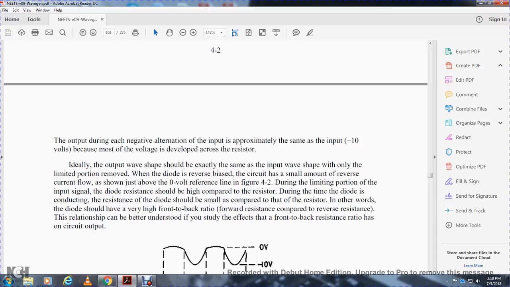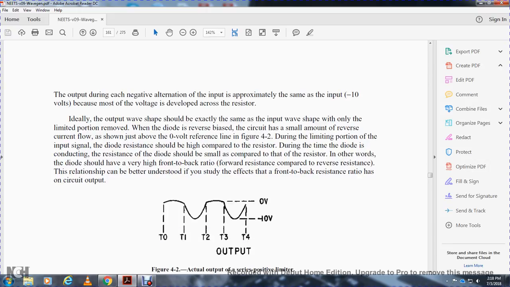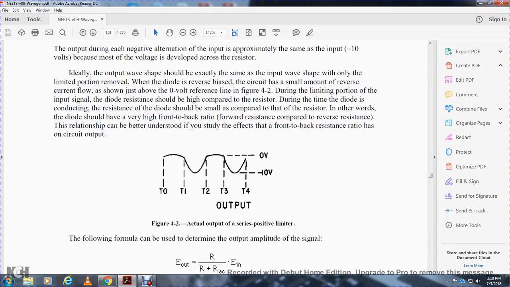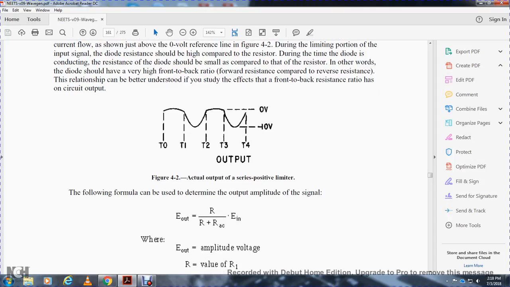The relationship can be better understood if you study the effect of the front-to-back resistance ratio on a circuit input. Figure 4.2 shows the actual output of the series positive limiter. Time intervals 1, 2, 3, 4, from 0 through 4, with voltage 10 volts, 0 volts, and negative 10 volts. With the following formula, you can determine the output amplitude.